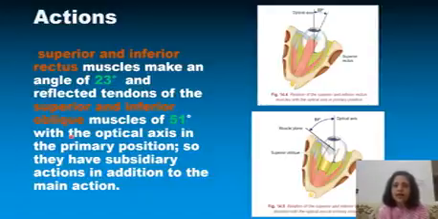The superior and the inferior rectus muscles make an angle of 23 degrees, and the reflected tendons of superior and inferior obliques make an angle of 50. The recti, superior and inferior, making an angle of 23 degrees with the optical axis, and superior and inferior obliques making an angle of 51 degrees with the optical axis in the primary position. So in addition to the main function, they will also have a subsidiary action.